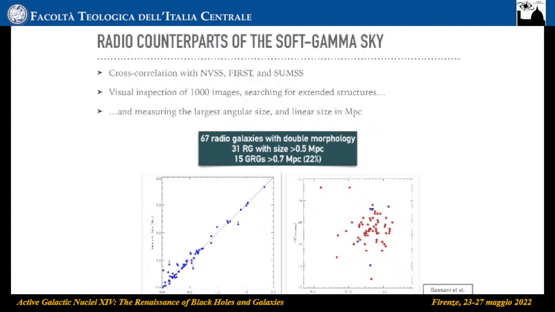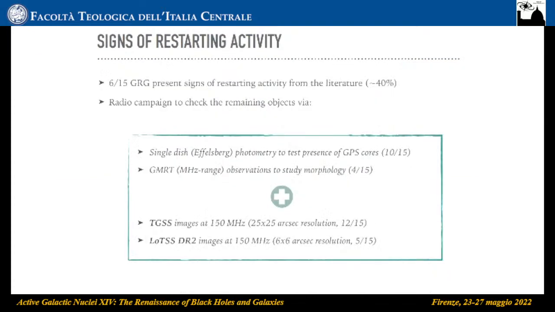31 have a size larger than 0.5 megaparsec, and 15 are giant radio galaxies because they are past the threshold of 0.7 megaparsec. This fraction is 22%. This is already peculiar because it's four times what you find when you start from the radio selection. So there must be something there that favors the giant size of these objects. So starting with these premises, we decided to try to understand what makes these GRGs more abundant in the soft gamma ray band with respect to radio catalogs.